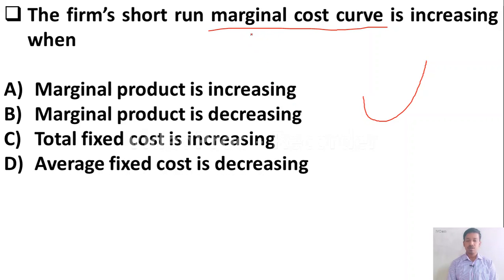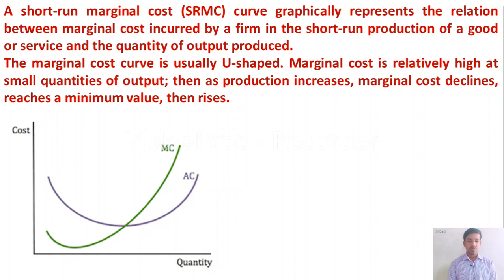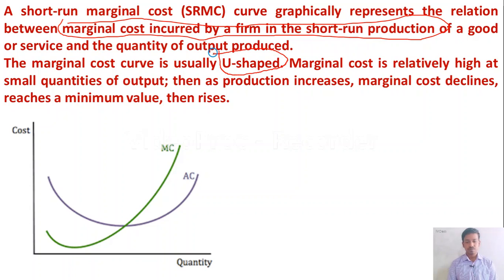The firm's short run marginal cost curve is increasing when marginal product is decreasing. When marginal product starts decreasing, the marginal cost will increase. Here you can see a short run marginal cost curve. It represents the relationship between marginal cost and the production of a good or a service. It is U shaped, and marginal cost is relatively high at small quantities of output.